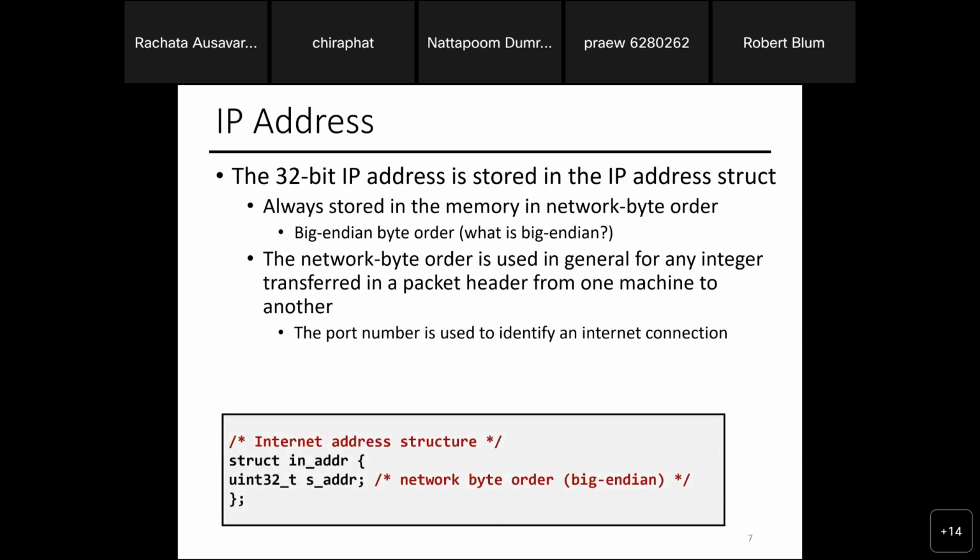And the structure of the internet address, or the IP address, is here. UINT32 is as simple as that. UINT32 means unsigned 32-bit integer. S underscore address, so that's defined. You can use in_addr as the internet address. So if you use it in your program, it's known that, okay, it is a 32-bit unsigned integer in big endian. All right, big endian.